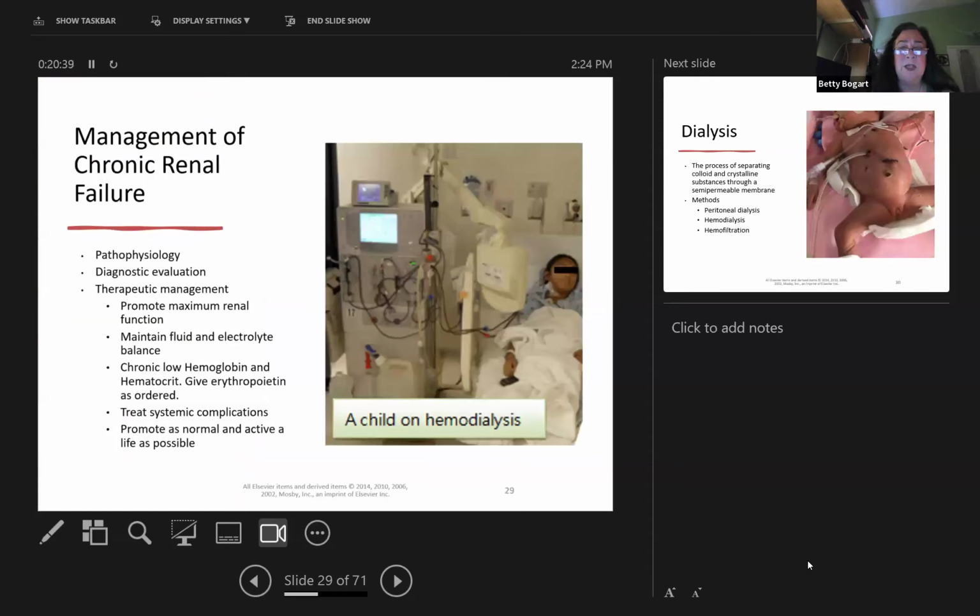So, how do we manage kids with chronic renal failure? Well, we know we want to try to promote the most that kidney can work for us. Of course, fluid and electrolyte balance is important. And one of the biggest concerns, just like adults, is that their hemoglobin and hematocrit are low. So we can give erythropoietin subcutaneous injections, and that can help keep that hemoglobin and hematocrit up more.